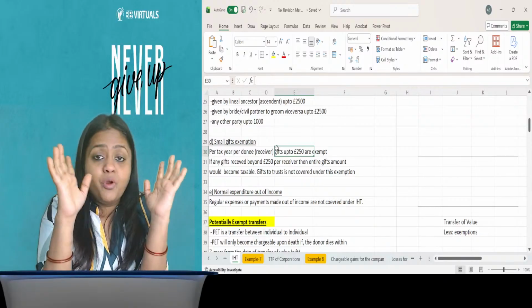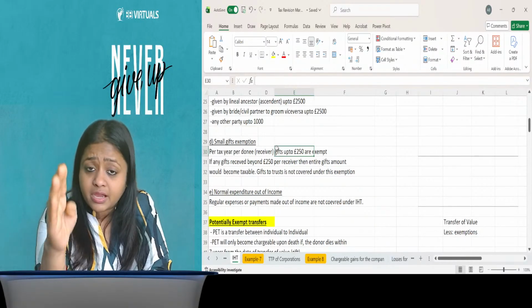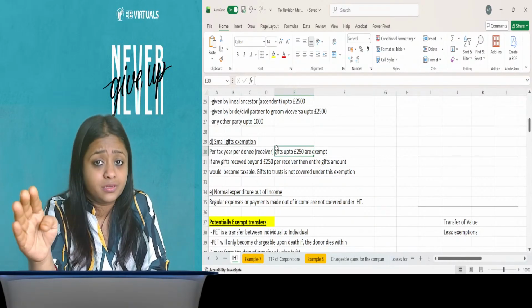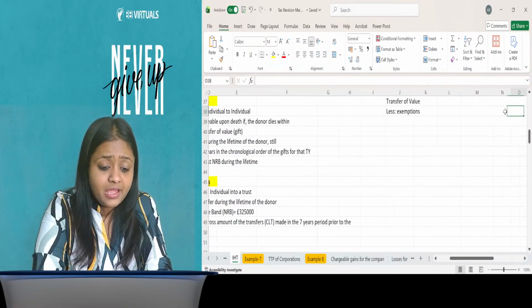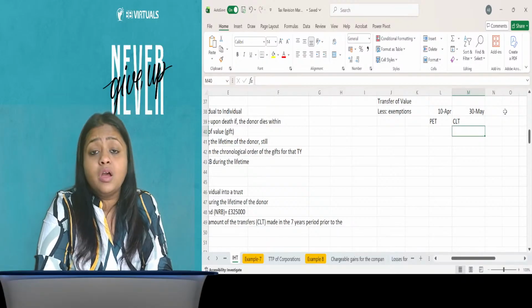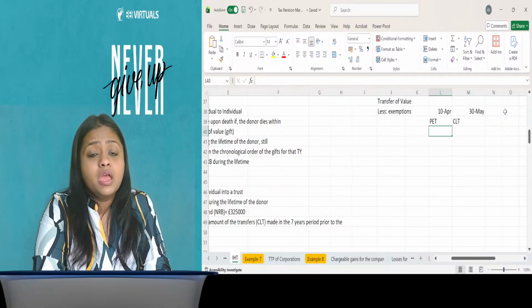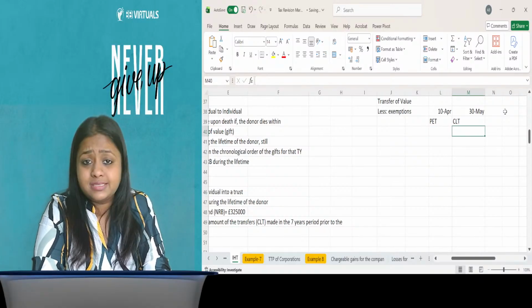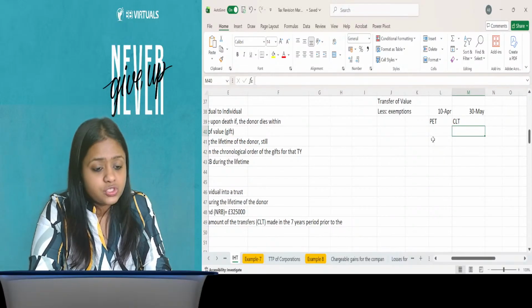Clear? Done. One point is very important. When we adjust annual exemption, it will be adjusted against the gifts in the same order as made in the tax year. For example, if I made a PET gift on 10th April, and on 20th May I made a CLT gift, then when I'm adjusting annual exemption, I will adjust first against the PET transfer of value, and only anything remaining will be adjusted against the CLT. It doesn't matter even if the PET is exempt during lifetime. Done? Clear? So we have done all the exemptions.